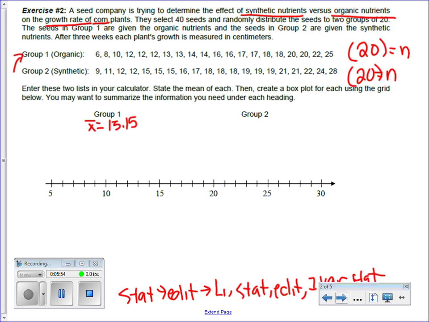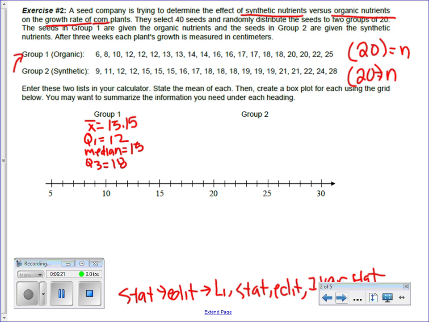They also asked me to make a box and whisker plot, so I need a few things. I need Q1, which is 12. I need the median of the whole set of data, which is also known as Q2, and that's 15. And I need Q3, that is 18. Okay, so now that I have that information, I'm going to make a box and whisker plot. I'm going to make, for group 1, my box and whisker plot above this number line. Group 2, I'll make the box and whisker plot below.